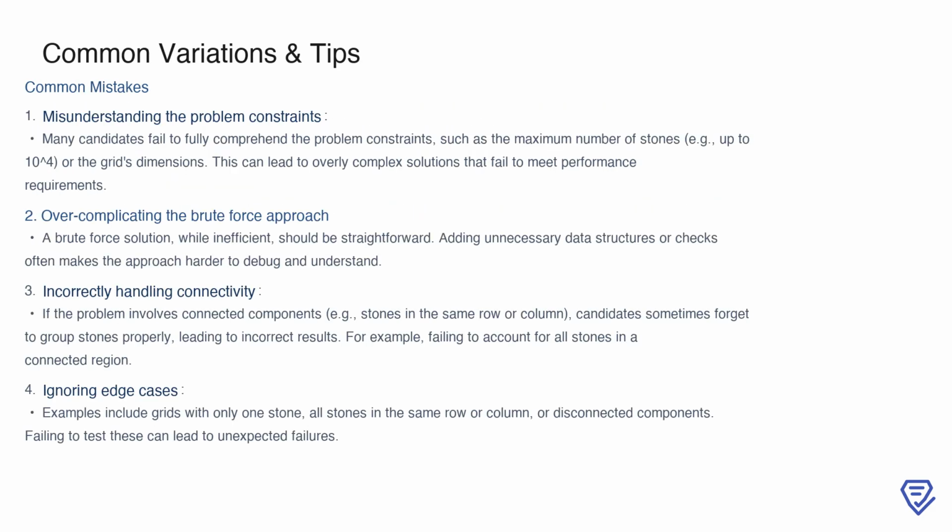When solving this problem, there are several common mistakes to be aware of. First, it's crucial to fully understand the problem constraints. For example, the grid could have up to 10,000 stones, and if you misunderstand these limits, you might accidentally create solutions that are too slow or overly complex.